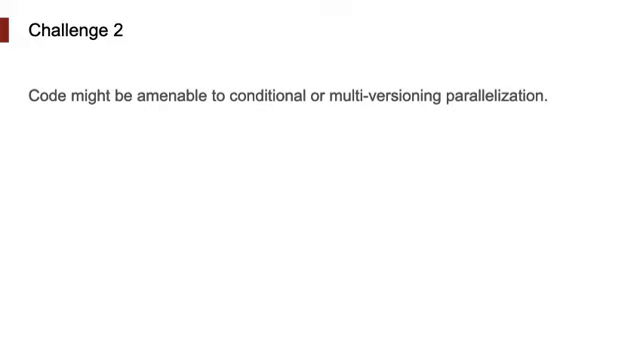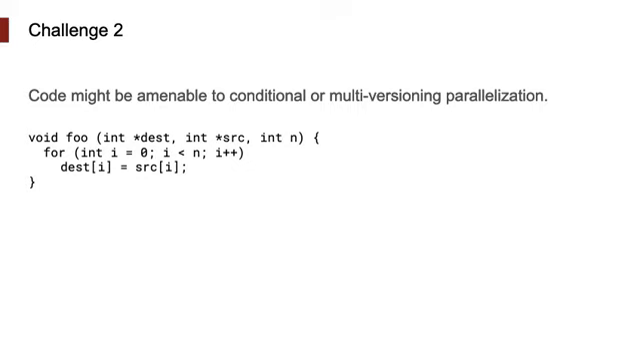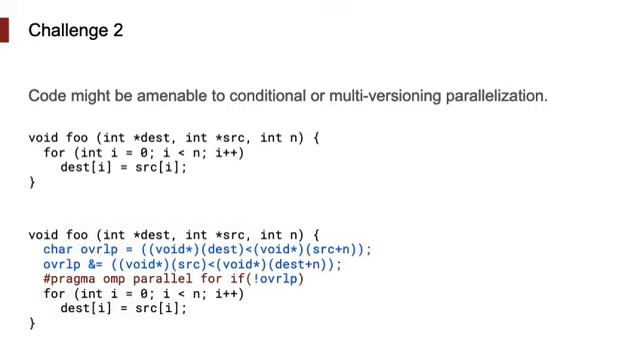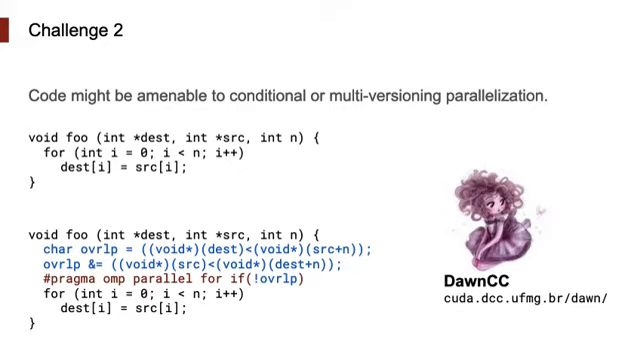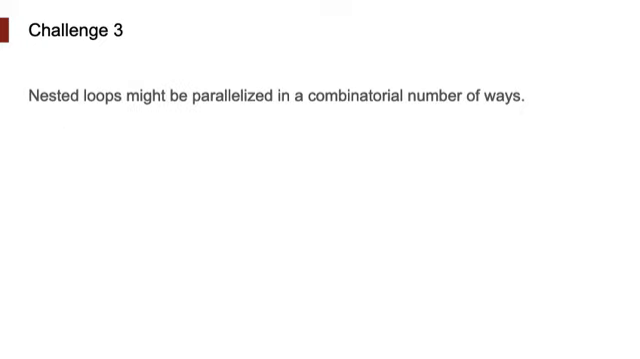Another challenge is the fact that a program might run in parallel under some circumstances, even though it contains data dependencies. As an example, consider this program. The program might contain data dependencies if the dest and source arrays overlap. This overlapping is possible in C. And yet, it's possible to use guards to ensure that the program only runs in parallel when no data dependencies occur at runtime. Some tools like DawnCC do it, for instance.